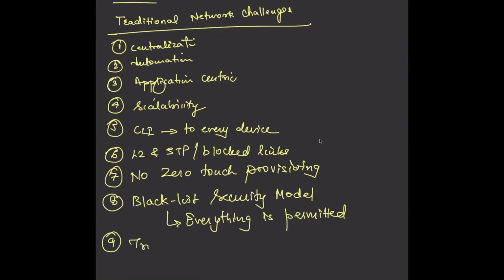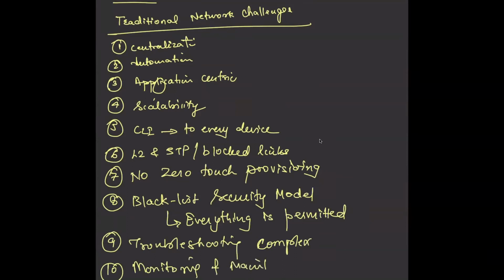Okay, so troubleshooting, monitoring and maintenance. Yes, troubleshooting we can say is complex. For monitoring and maintenance, we need a different tool, right, and all that stuff. Okay, so these are some of the challenges. So how is your ACI gonna solve it?